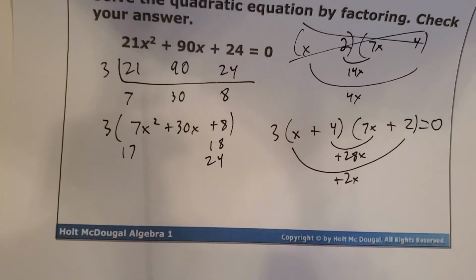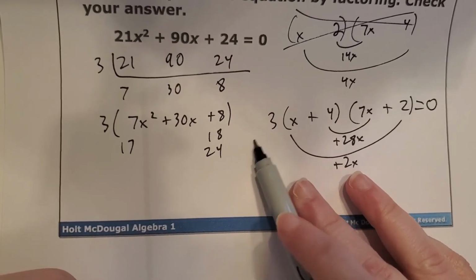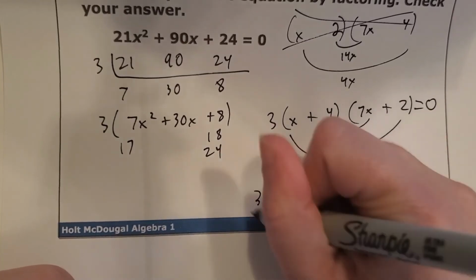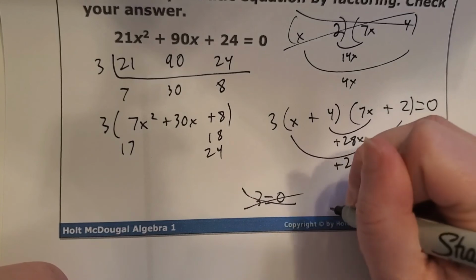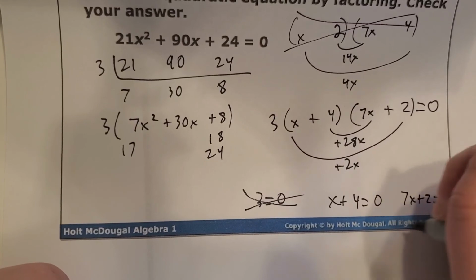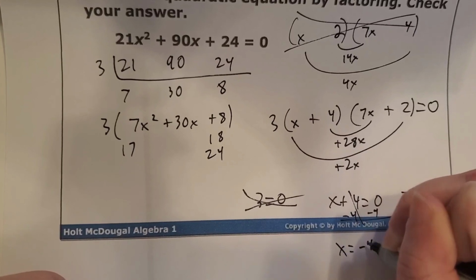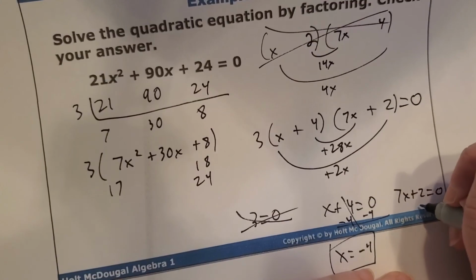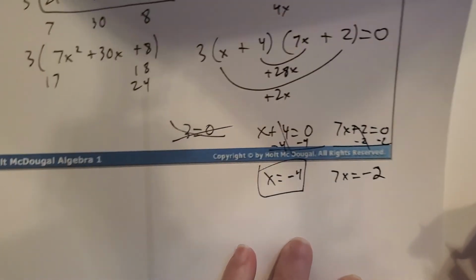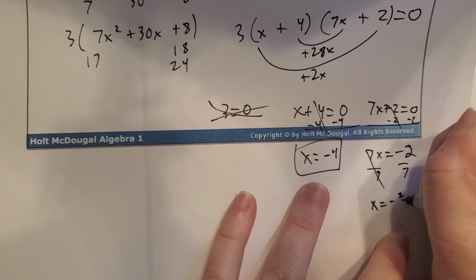As we saw before, the 3 really only changed how we factored. All right? Setting 3 equal to 0 is not possible. So that's not going to get us anywhere. So we're just going to do x plus 4 equals 0 and 7x plus 2 equals 0. So minus 4, x is negative 4, minus 2, 7x is equal to negative 2. Divide by 7. X is equal to negative 2 over 7.